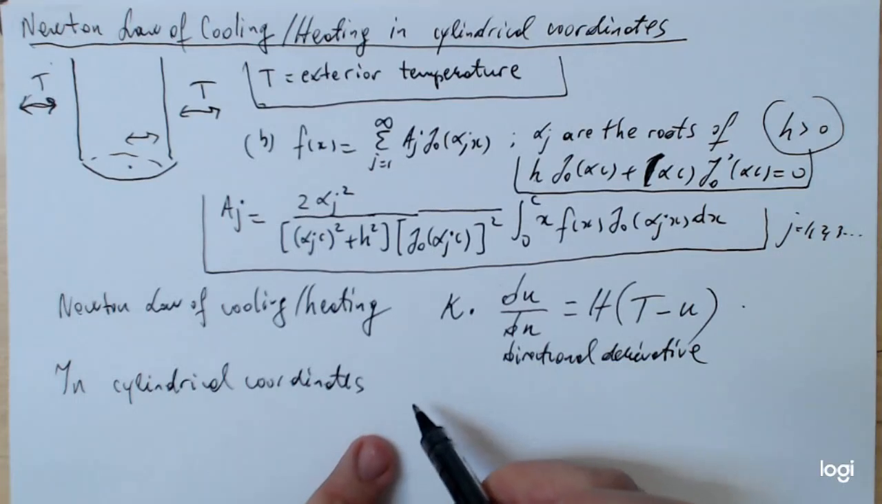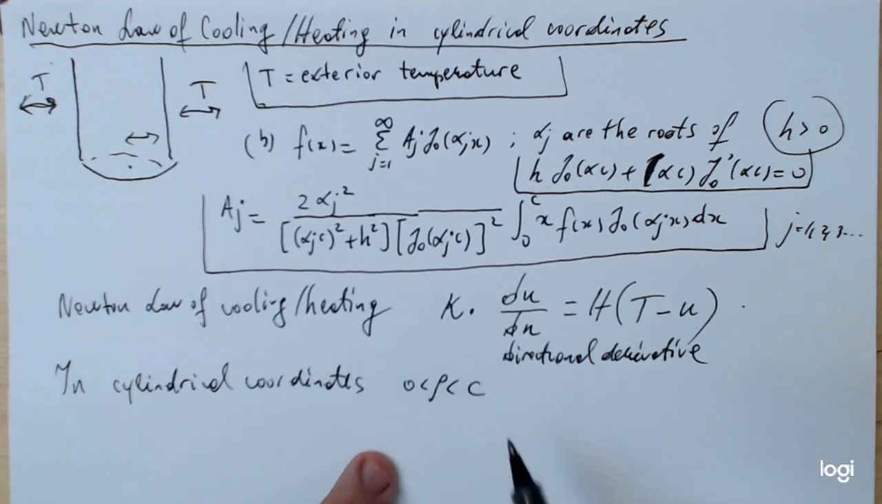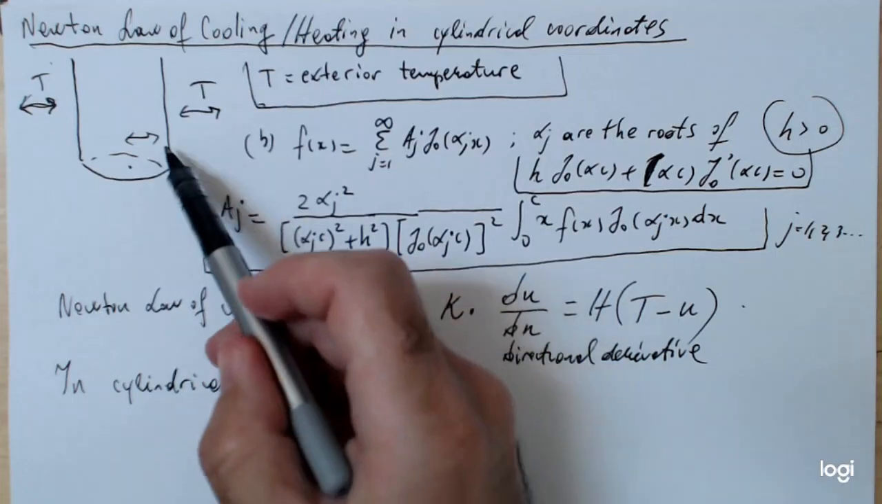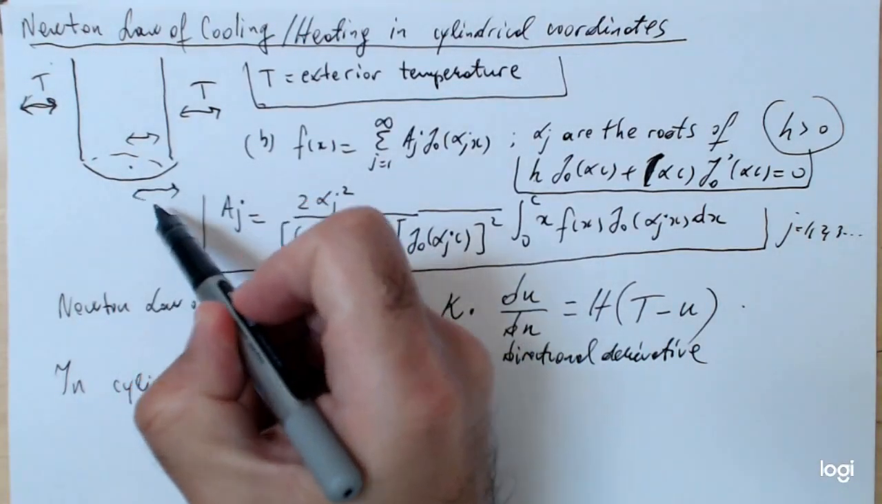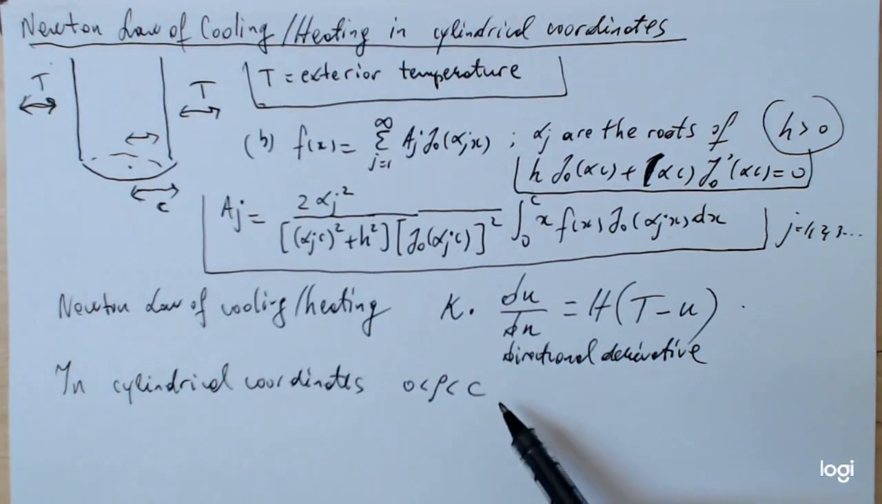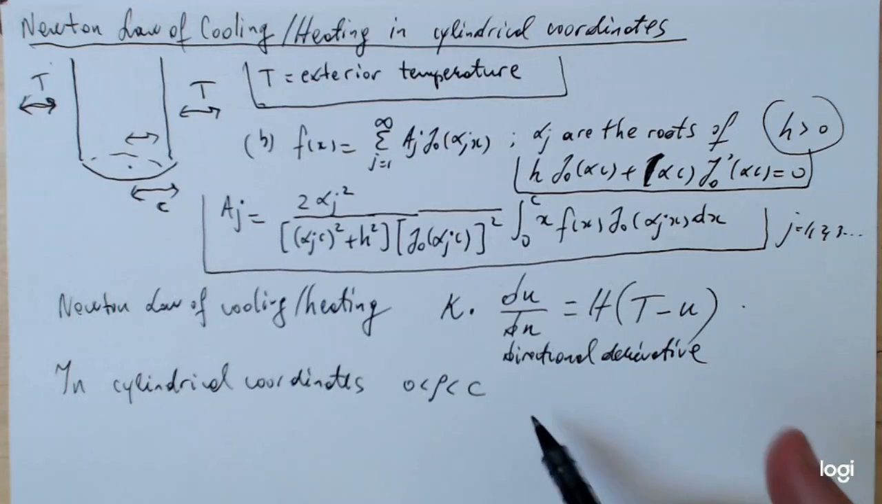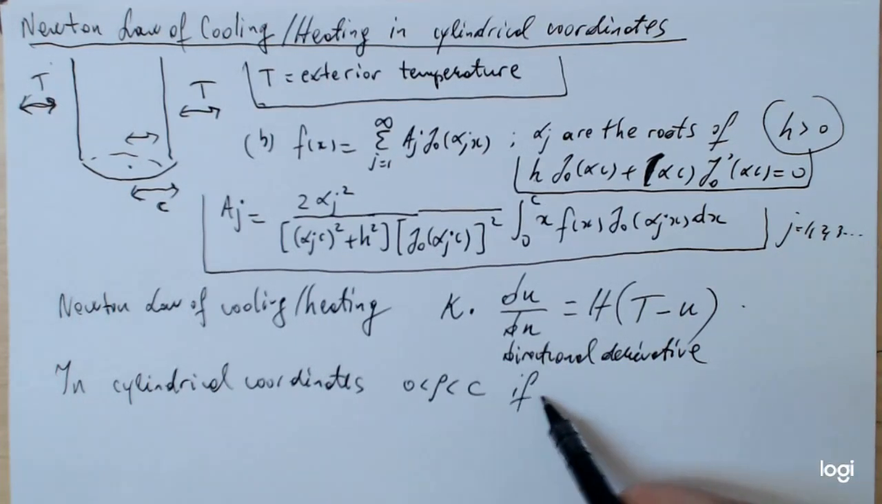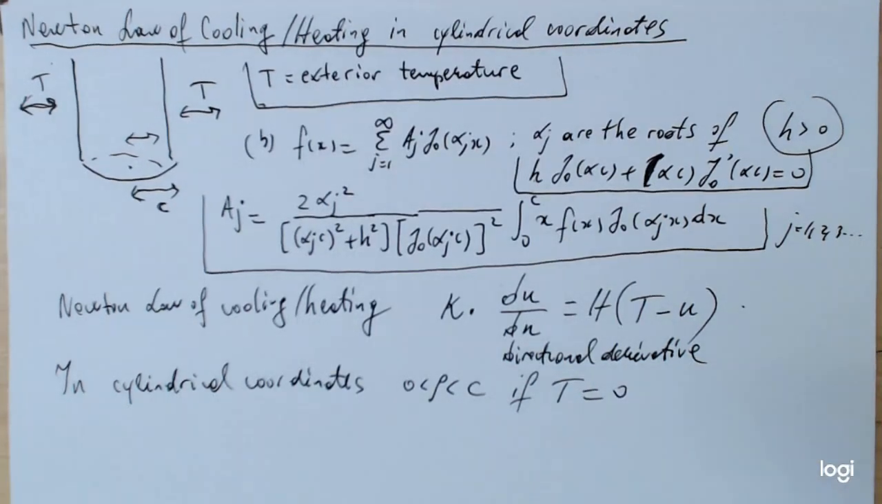In which the space coordinate is given by rho. And let's say rho is between 0 and C, as we normally denote the domain, right? C is the exterior radius. So this is C, the outer radius of the cylinder. So in cylindrical coordinates, rho is between 0 and C. And let's say also, in addition to that, an extra assumption: let's say the exterior temperature is equal to 0.